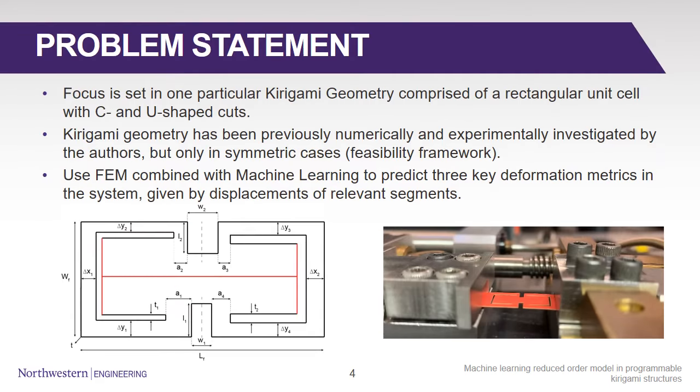So the problem that we decided to attack was to use a particular Kirigami geometry like the one shown in the slide, which is comprised of a rectangular unit cell with C and U-shaped cuts in it. This Kirigami geometry has been previously numerically and experimentally investigated by us, but only in symmetric cases, and we believe that the fact that we have shown this to work provides a feasibility framework, as can be seen in the video in the corner. And the idea was to use finite elements and machine learning to predict three key deformation metrics in the system, which are displacements of the red highlighted node segments in the figure.